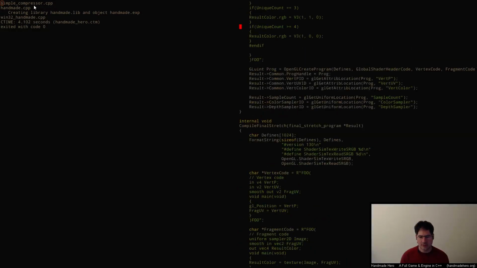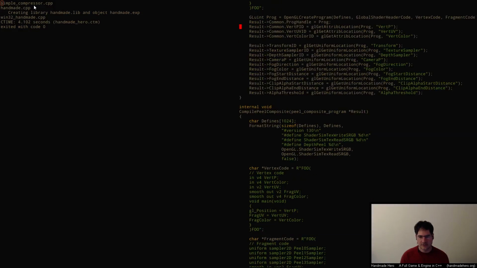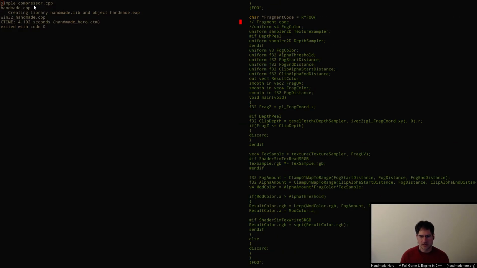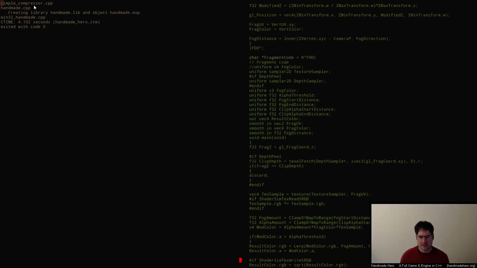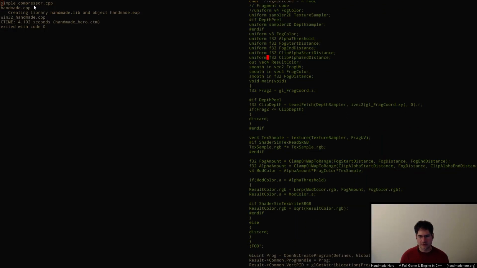So I'm going to go into our shaders here, and we've got this one shader that does essentially everything. So this is our compile z-bias program, right? And this is the thing that draws substantively everything. So if we put lighting into this shader in some way, everything that we drew would be lit by that algorithm, whatever it is.